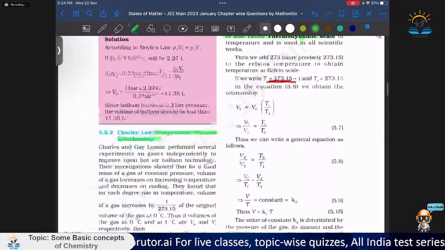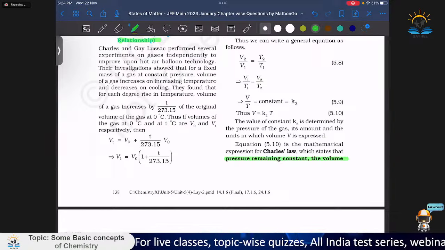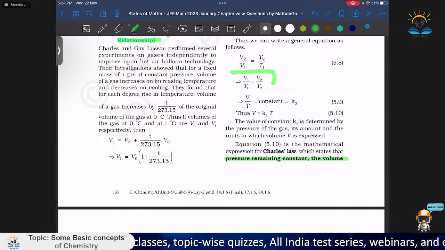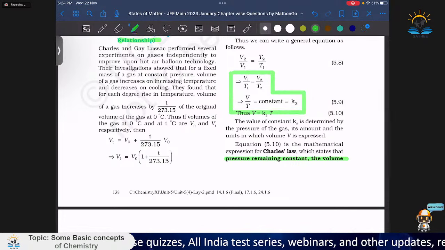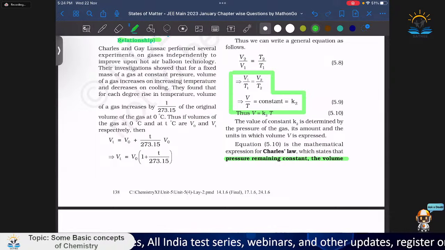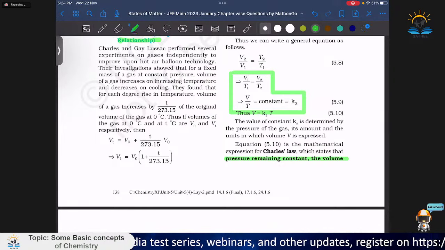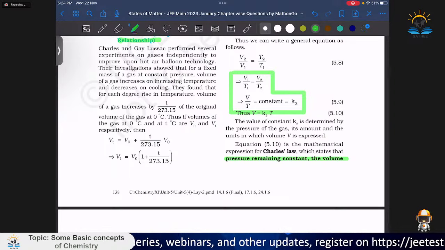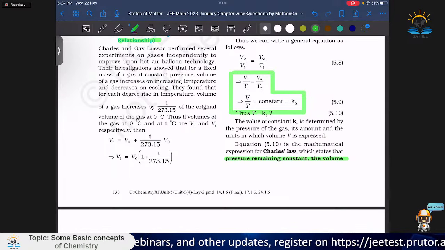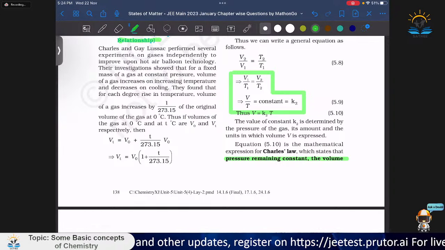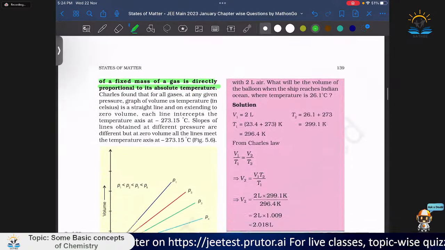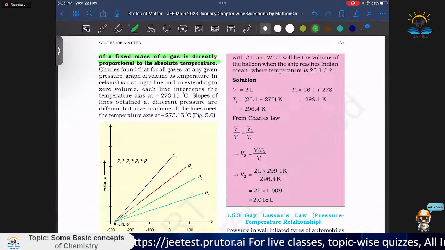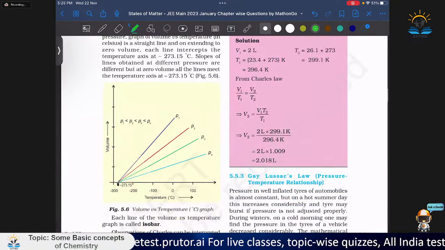Now, if we go with the statement, here we can remember this box: V1/T1 = V2/T2. V/T is equal to a constant if pressure and moles are constant. So V = K2 × T. The value of the constant K2 is determined by pressure and amount. All right. So we can draw graphs of volume with temperature, and we get a graph like this.